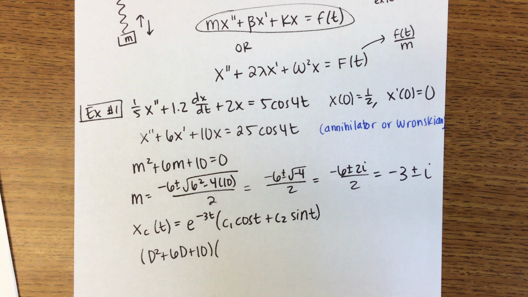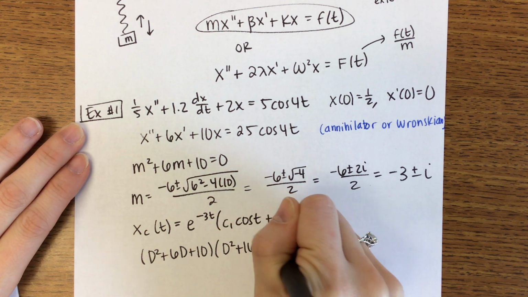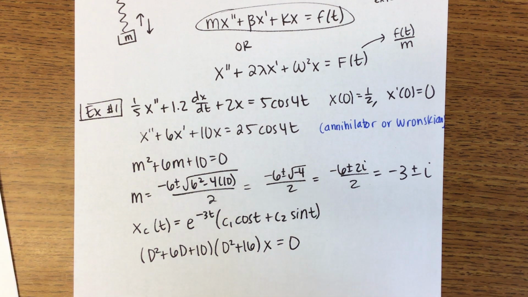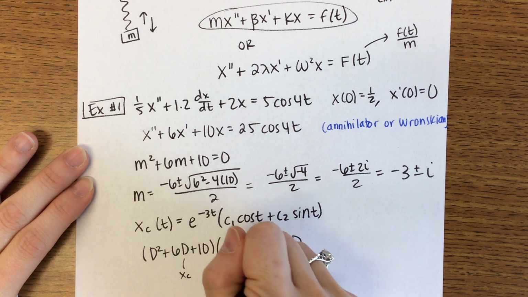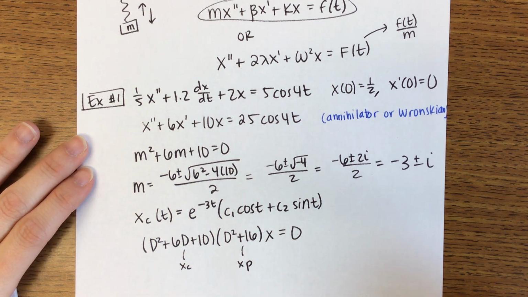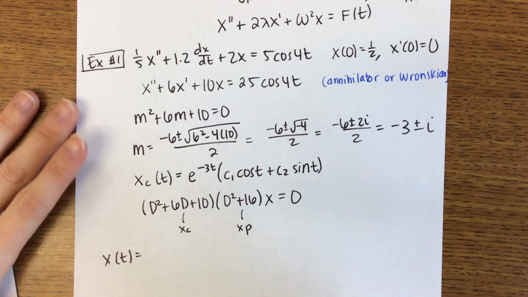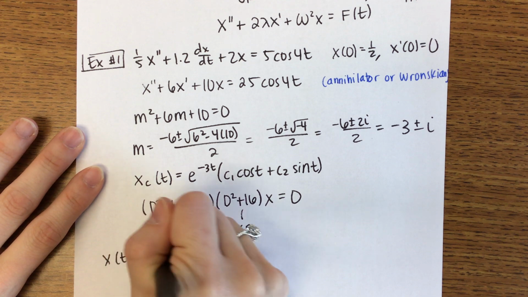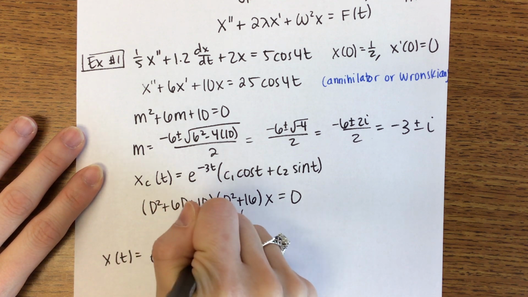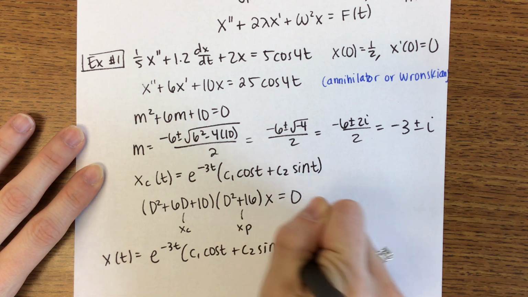D squared plus 16. Applying that to x will give me 0. So remember, this represents the complementary solution. This one will represent the particular solution. So our general solution will be the complementary plus the particular. Complementary is e to the negative 3t, c1 cosine of t plus c2 sine of t.